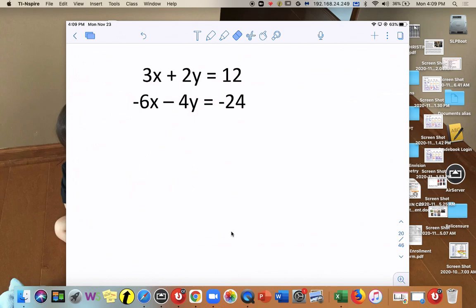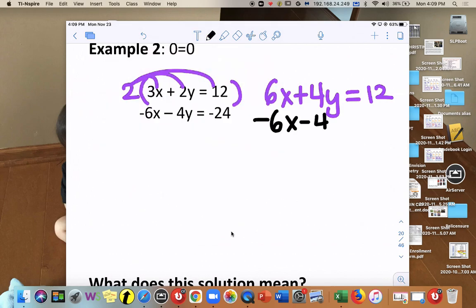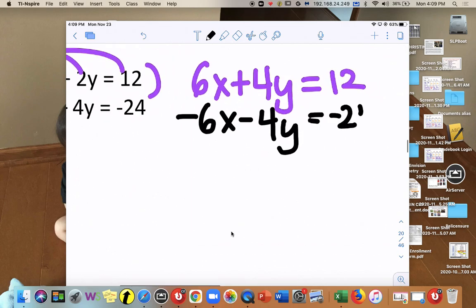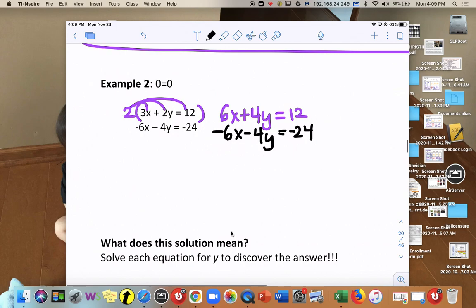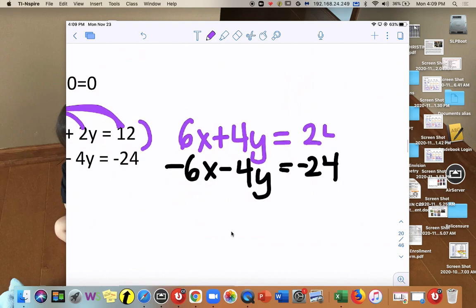So in this one, I just have to multiply the top equation by 2, so that I can get the 2y to be a 4y, and I'll rewrite it. So we have 6x plus 4y equals 12. My bottom equation, I don't need to change because I already have a minus 4y. So again, in elimination, you have to pick one. Oh, I forgot to multiply this 12 by 2. So let me redo that here. This 2 times 12, I should have put 24 here.